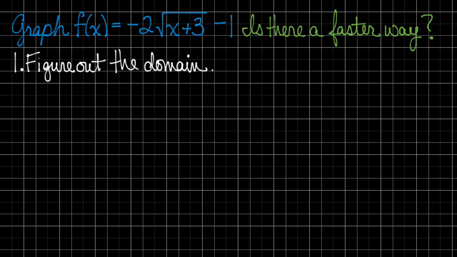Now, the first thing is to figure out the domain. I said we don't need the graph to figure out the domain in this case. What we do is we set x plus 3 greater than or equal to 0. That's because we can't take the square root of a negative. So we take the stuff under that radical and set it greater than or equal to 0 to solve. That's another way to get that negative 3 to infinity interval with a bracket on it.